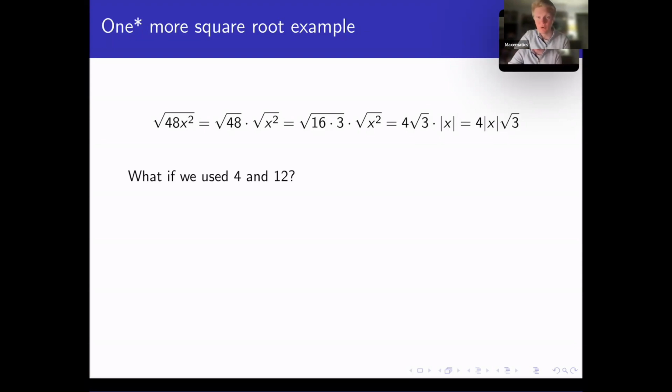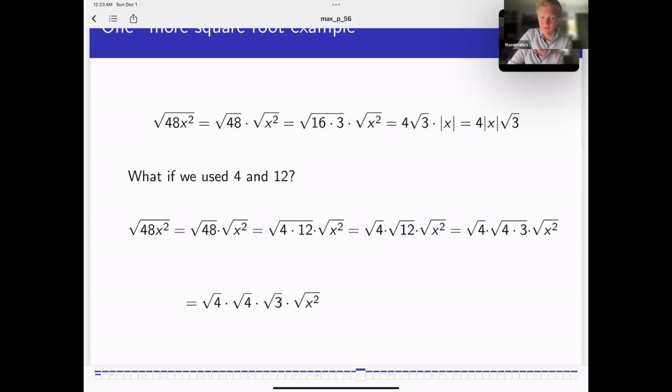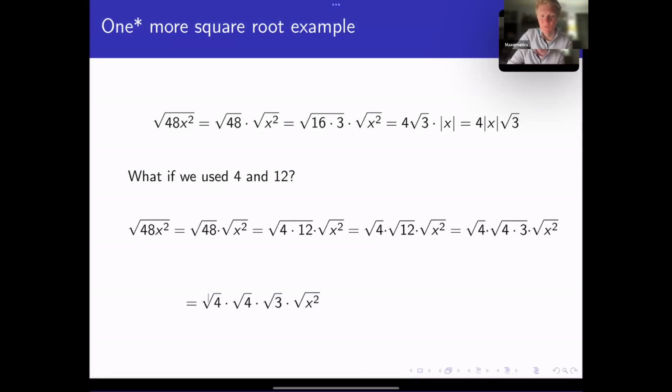Okay. Well, we did 16 and 3, but 16 and 3 might not be your only option. What if we instead use 4 and 12? Well, if we split up 48 as 4 times 12, we could say that square root of 4 is 2, but square root of 12 is square root of 4 times 3 again. So we have square root of 4 times square root of 4 times square root of 3 times square root of x squared. Square root of 4 is 2, square root of 4 is 2, square root of 3 does not change, square root of x squared is absolute value of x. Everything that is outside of the square root, combine them. Everything that is inside a square root, combine them. 2 times 2 is 4. 4 times absolute value of x is 4 absolute value of x.